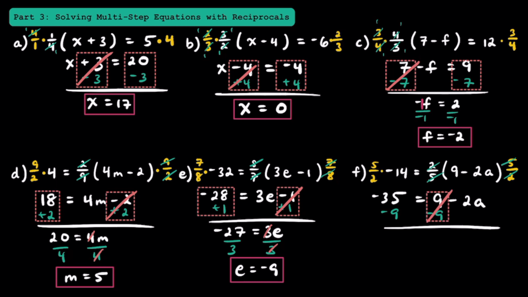This 9 minus 9 cancels out, and on the left side, negative 35 minus 9 is equal to negative 44, so we'll write negative 44 is equal to negative 2a. And finally, we're going to divide both sides by negative 2. These negative 2's will divide to make 1a, or just a, and on the left side, negative 44 divided by negative 2 is equal to positive 22, so we're going to write a is equal to 22.